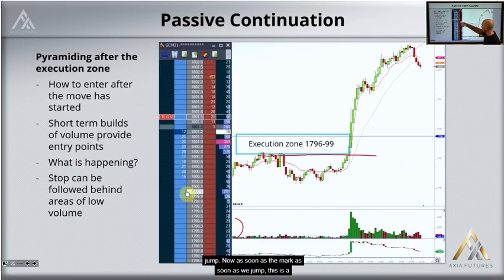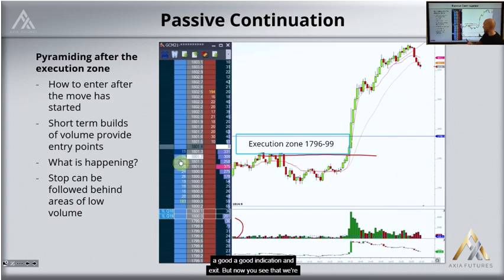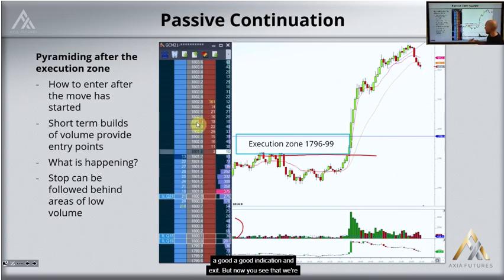Now as soon as we jump, this is now a chance first up to start to scale out of the trade. And that's a good indication of an exit. But now you see that we're starting to build that volume again at higher and higher prices. This is your chance to pyramid. You can add on, as we just see there, at around about 18.01.